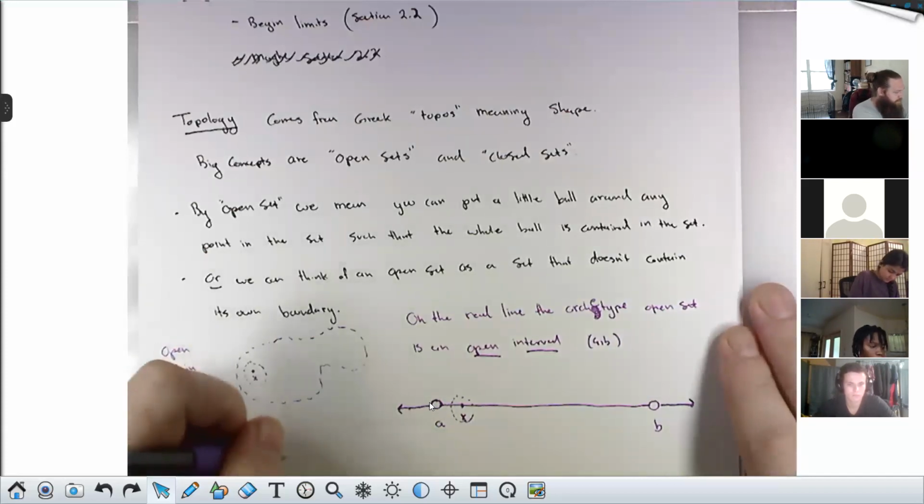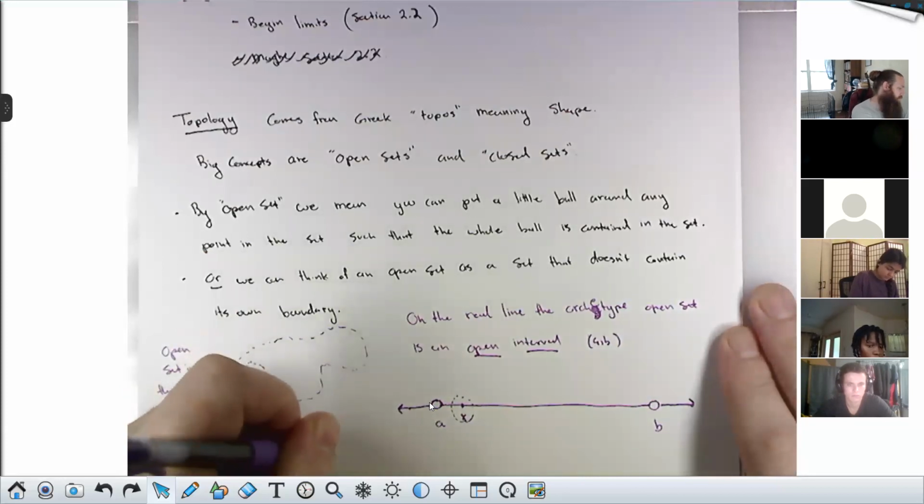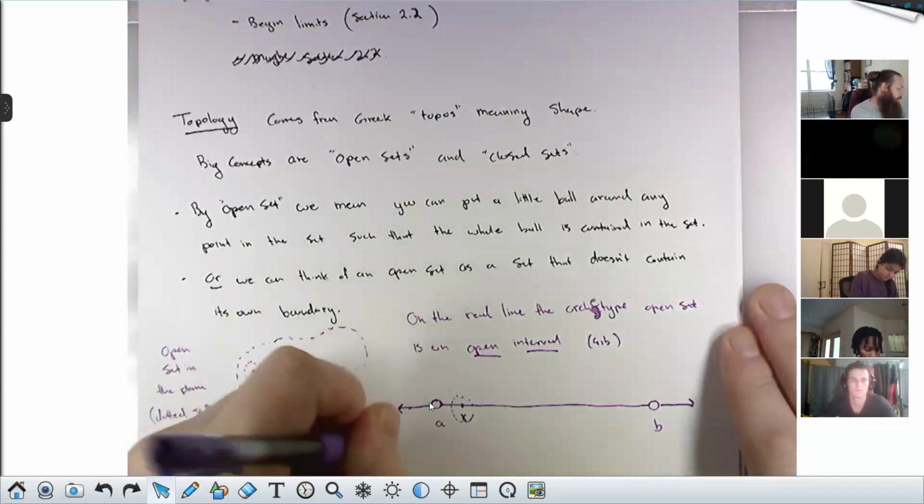So closed intervals don't have this property.